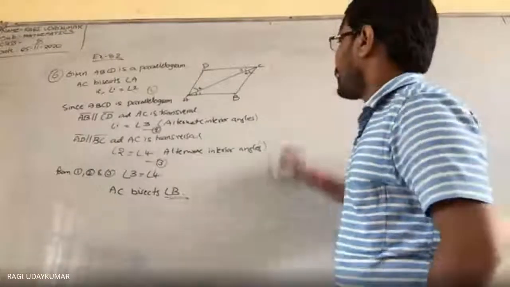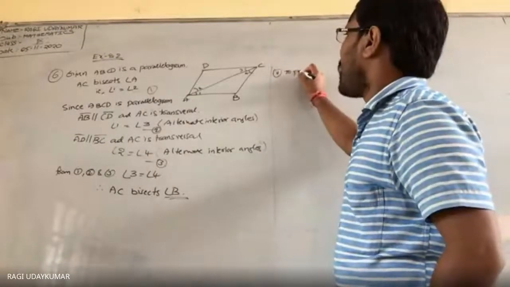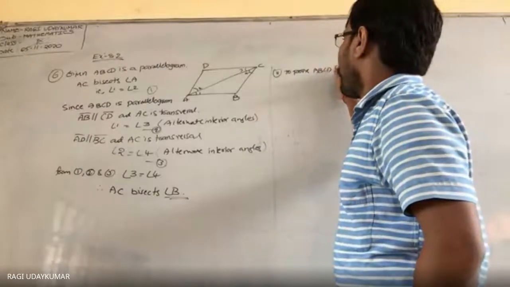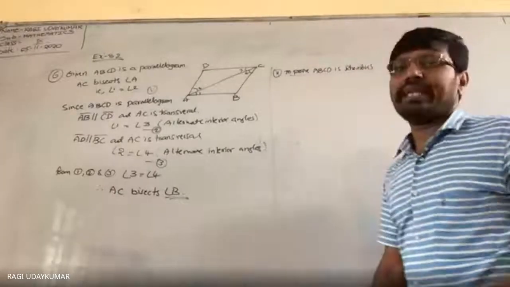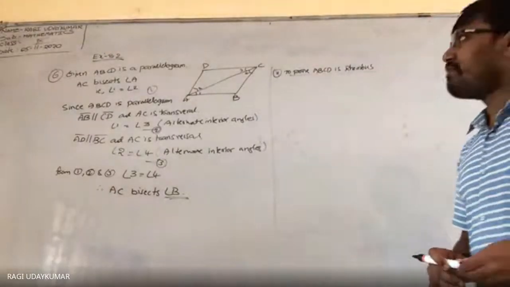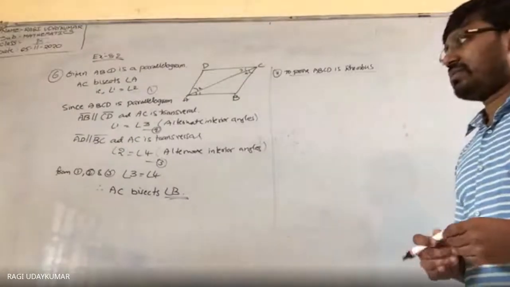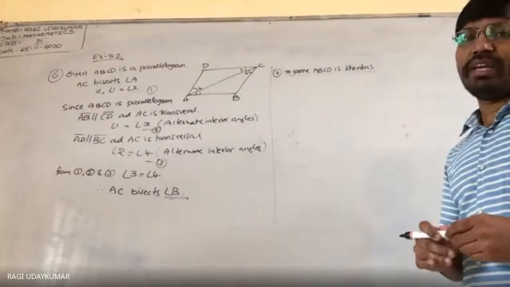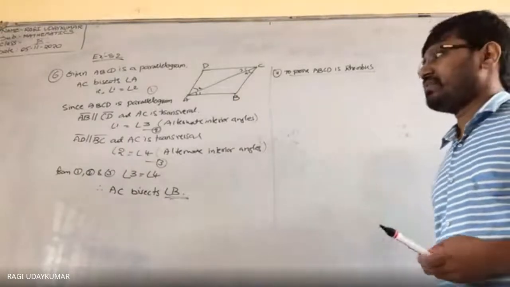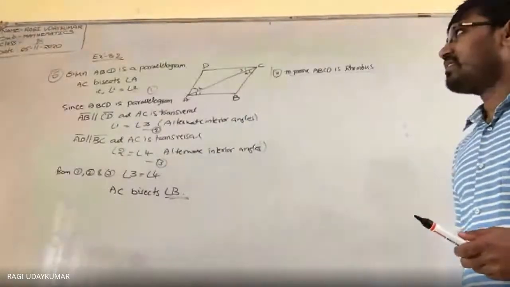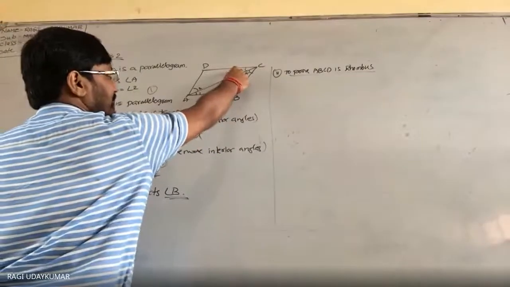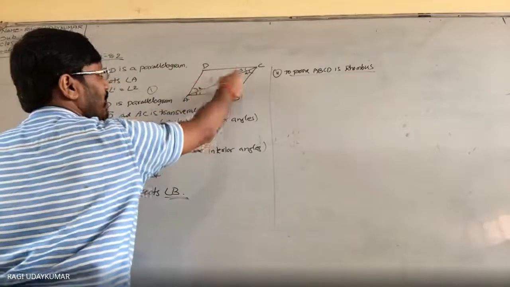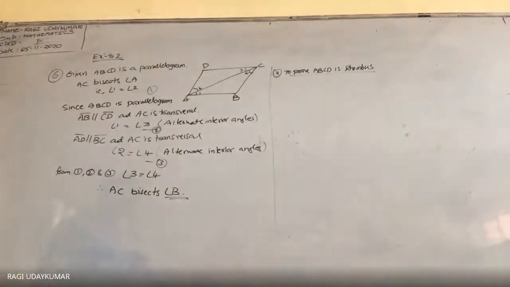So consider the second part, to prove ABCD is a rhombus. So take the triangle ABC. Are angle 1 and 4 equal or not? In that figure. Yes sir. 1 equals 2. 1 equals 3. And 1 equals 2. All these angles are all equal here.